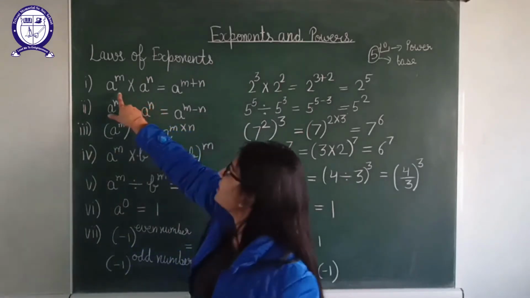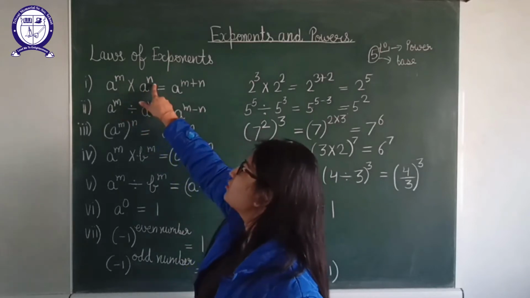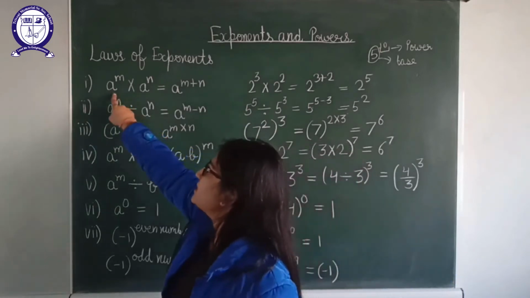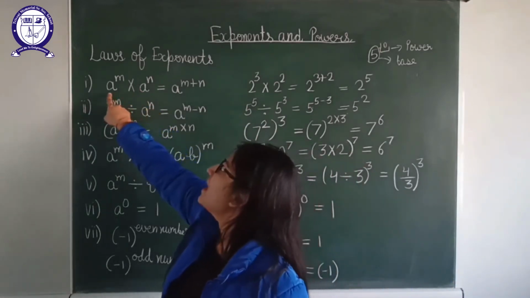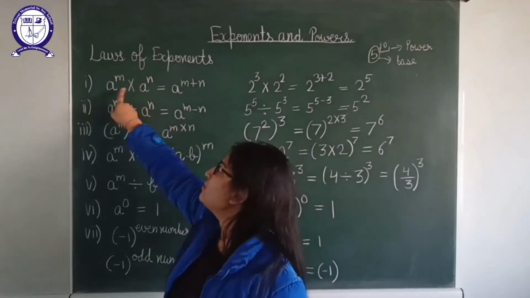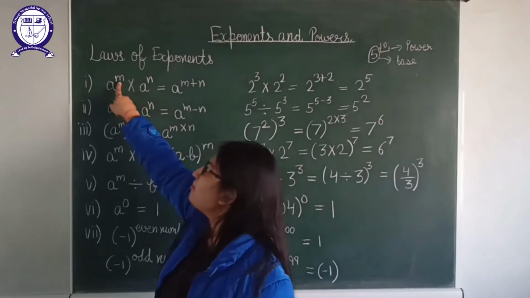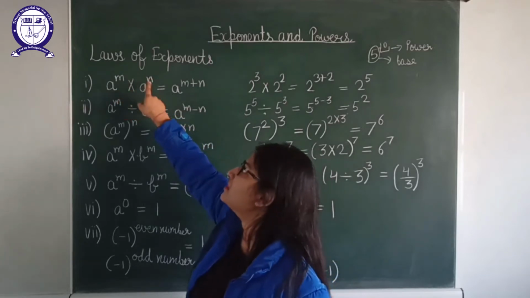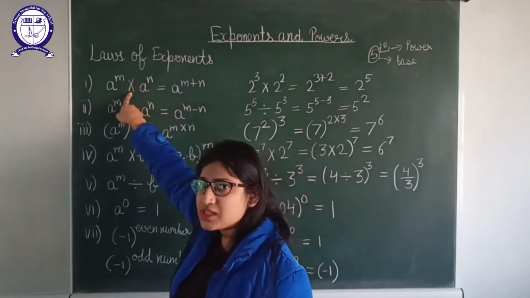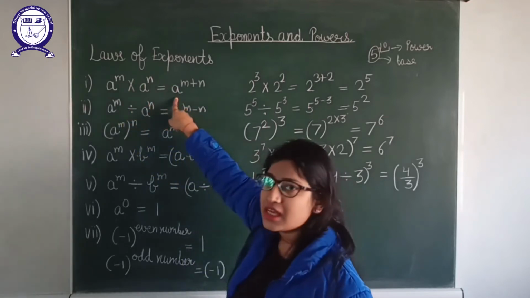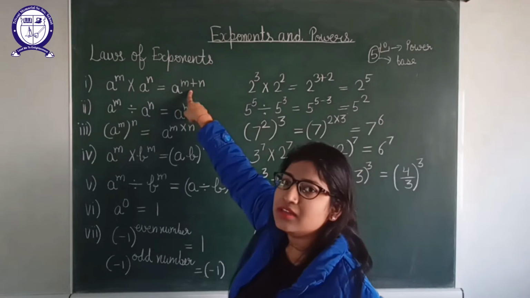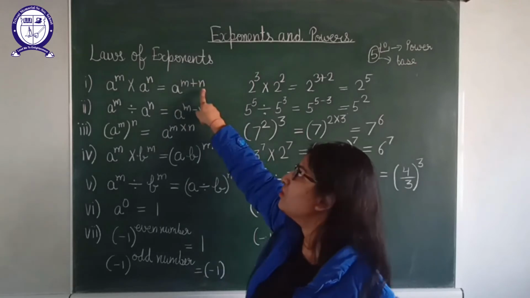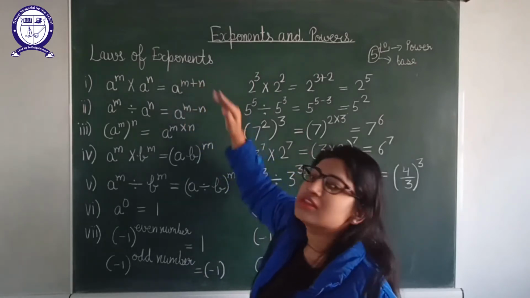So here the first law is a raised to the power m multiply a raised to the power n equals a raised to the power m plus n. What does this mean? Here the bases are same as a, and a is representing the base here. It means bases are same, but here the power is m and here the power is n. It means powers are different. So when bases are same, powers are different and these are in multiplication, what we have to do, we will write down the base a and then the powers will be added. Okay, so here the power was m plus here the power is n. So a raised to the power m plus n. So this is the first law.